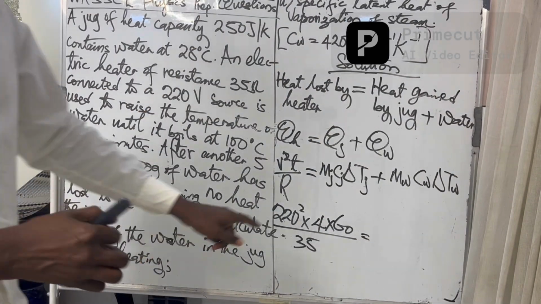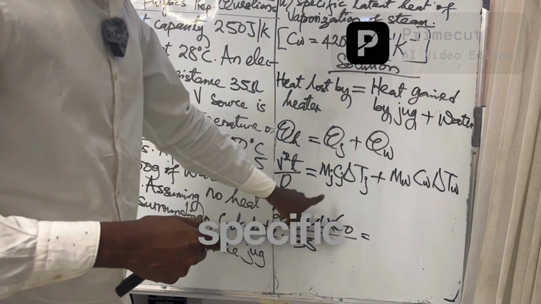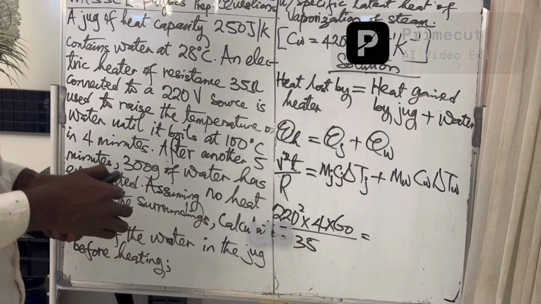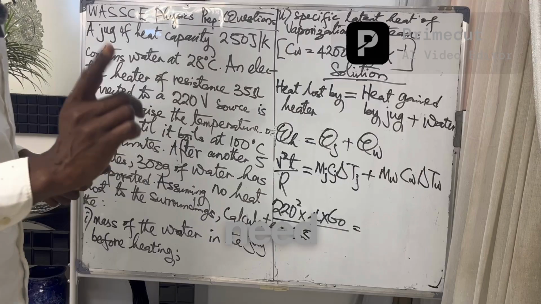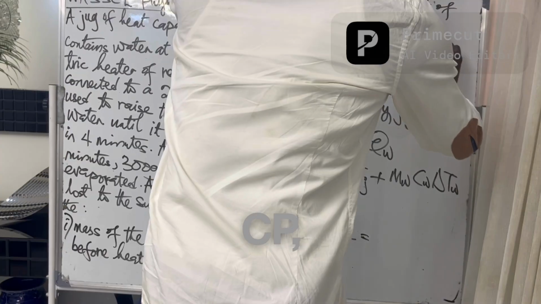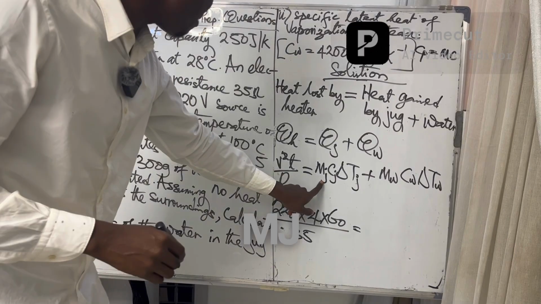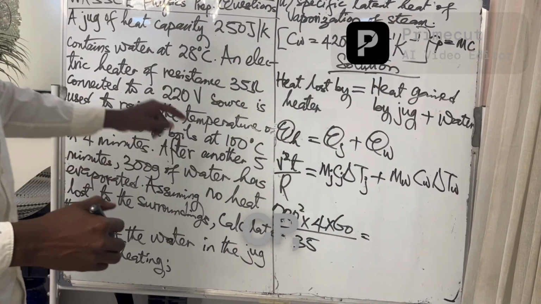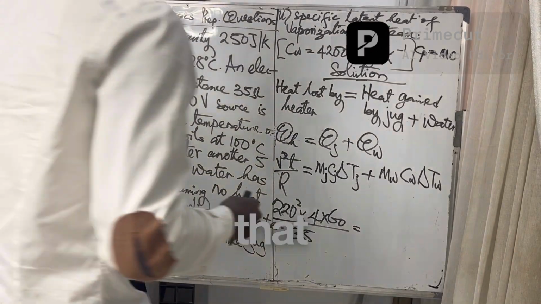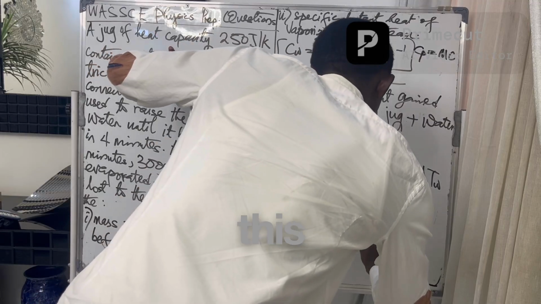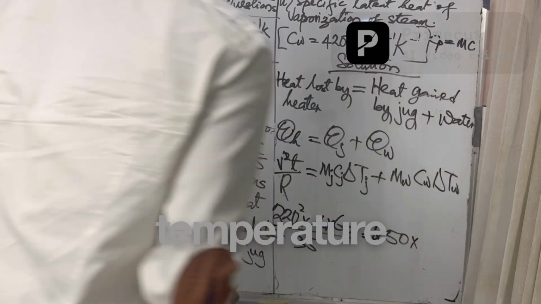For the jar, they didn't give us the mass, they didn't give us the specific heat capacity, but they gave us the heat capacity. And I need you to recall that Cp, heat capacity, is equal to what? Mc. So this MjCj will be replaced by Cp, which is the heat capacity, and that will be 250. So this is 250 times the temperature rise.